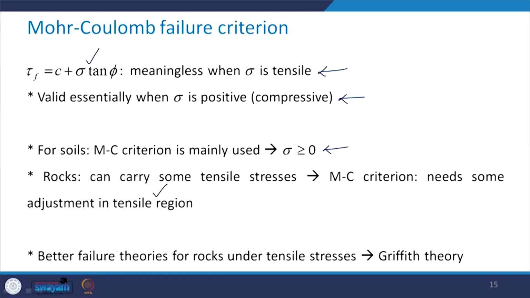There are better failure theories available for rocks under tensile stresses, and one such theory is the Griffith theory. Although this is beyond the scope of this course, it is just for your information that better theories than the Mohr-Coulomb failure criterion are available to represent the strength characteristics of rocks under tensile stresses.